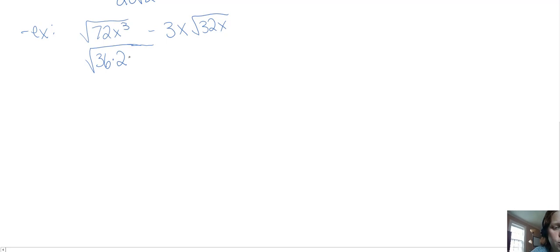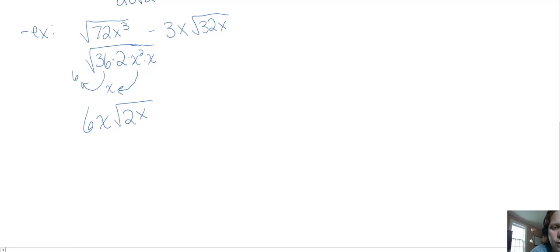X cubed, I'm going to break that down to x squared times x. So 36 comes out as a 6. Square root of x squared comes out as an x. So I have 6x square root 2x, where 2x stays inside.